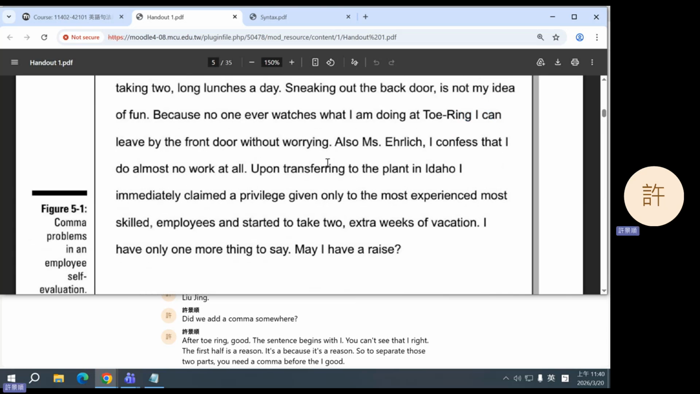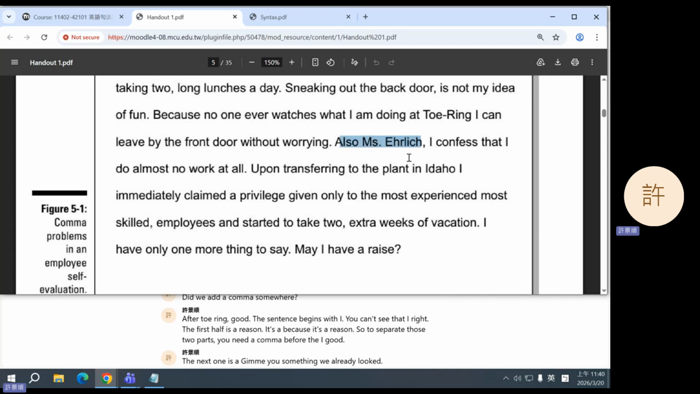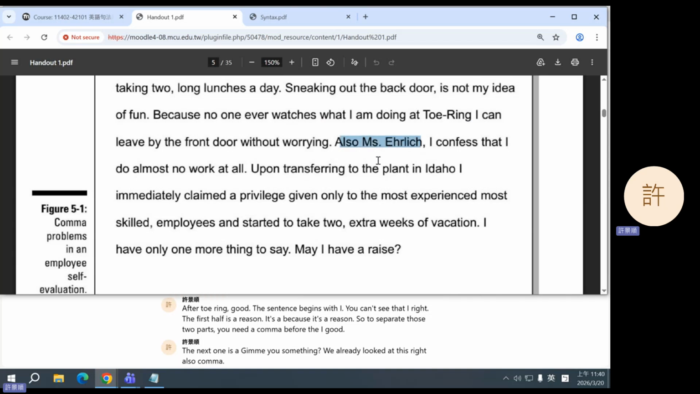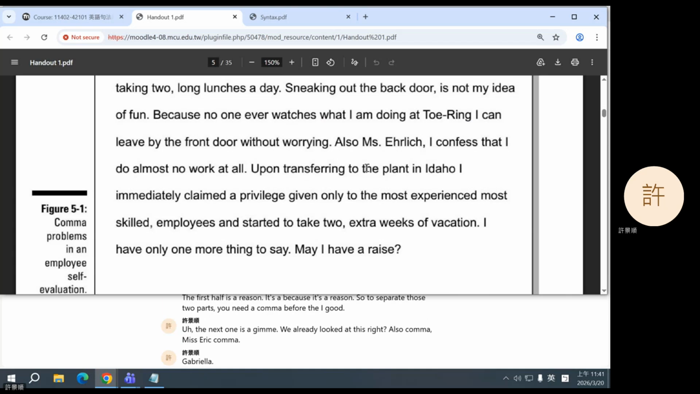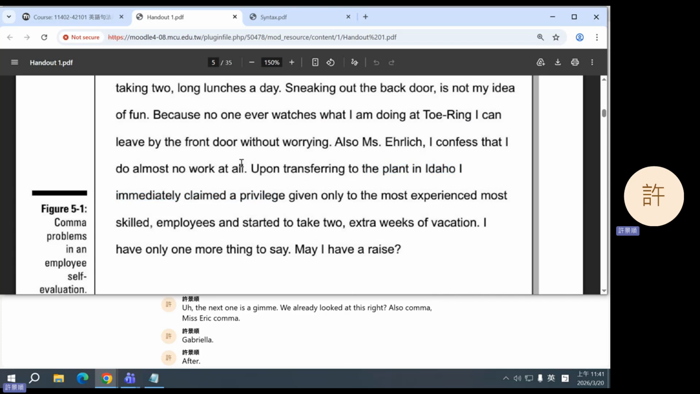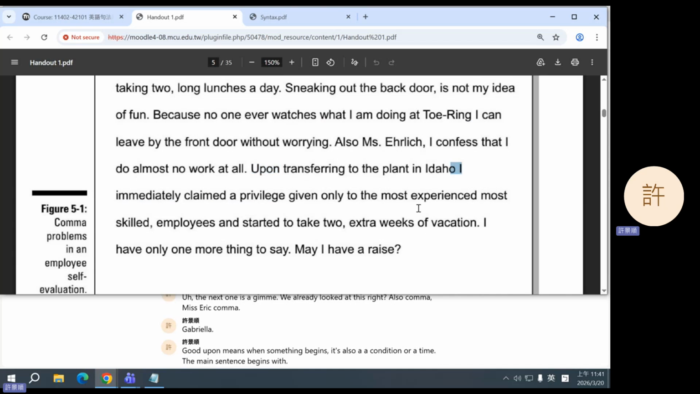The next one is a gimme. We already looked at this, right? Also, comma, Ms. Ehrlich, comma. Gabriella. Good. Upon means when something begins, it's also a condition or a time. The main sentence begins with I. So to separate the two, you need a comma before the I. Good.